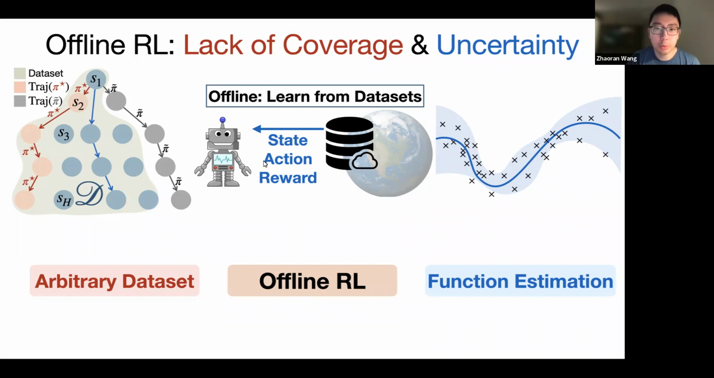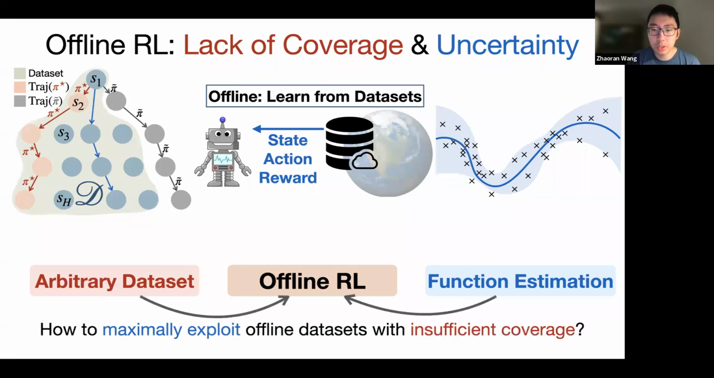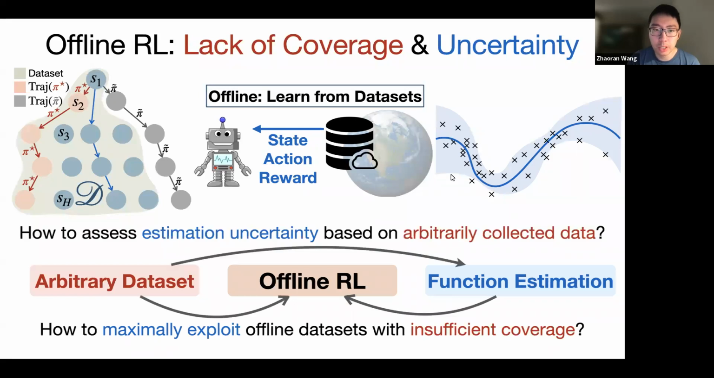In this setting, we're given a data set, and we have to deal with the data set we have. So we have to know what we do not know about the optimal trajectory, and we want to quantify the uncertainty. Those two challenges together make the problem very challenging. First of all, we want to quantify the uncertainty, but the data set is arbitrarily collected. On the other hand, we want to use this uncertainty to deal with the issue of insufficient coverage, so we want to exploit this data set to the maximum degree. When we have function approximators, this problem is more complicated.